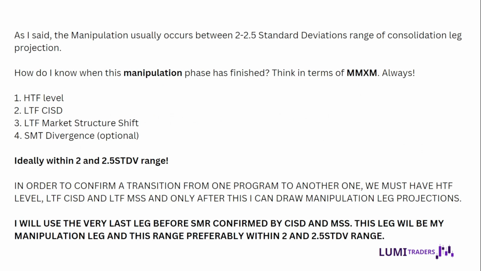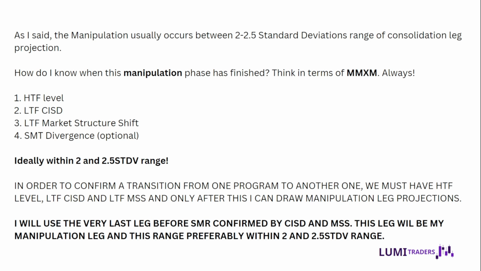Okay, as I said, the manipulation usually occurs between 2 and 2.5 standard deviation range of consolidation leg projection. But how do I know that this manipulation phase has finished? Of course, we must understand how the market maker model works, always. In order to anticipate smart money reversal, basically transition from sell program to buy program, from buy program to sell program, we must reach height of intermediary first.